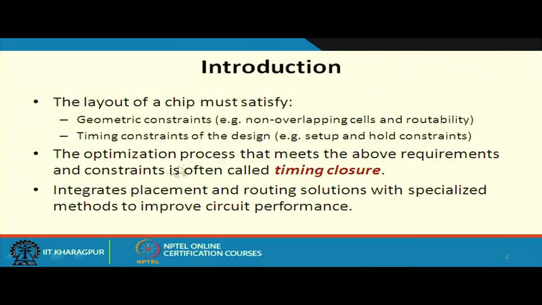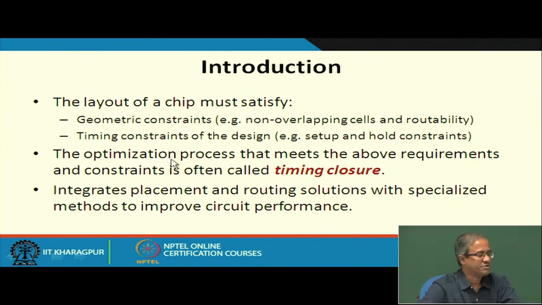So, these setup and hold times are characteristics of the storage elements, and these are some things which are not under the designer's control. The designer can control a clock skew by different layout of the clock tree, for example, right. So, the other timings you can control, but these setup and hold times are something that are characteristic of the storage devices that we use in a design. Okay. So, the overall optimization process that targets to meet these requirements is broadly referred to as timing closure.